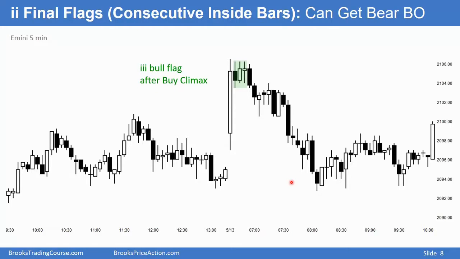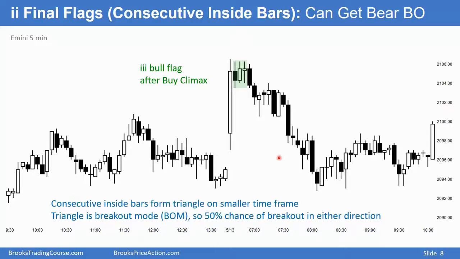We have an II bull flag after a buy climax. Every bull trend bar is a buy climax, and if it is a big bull bar occurring late in a bull trend, 20 or more bars into a bull trend, the odds of it leading to a reversal become greater than the odds of it leading to a successful bull trend. Whenever I see an II pattern, I'm always assuming that it is a triangle on a smaller time frame chart. A triangle is a breakout mode situation, so 50% chance of a bull breakout, 50% chance of a bear breakout. An II pattern is a small triangle, an II triangle, at least on a smaller time frame chart.